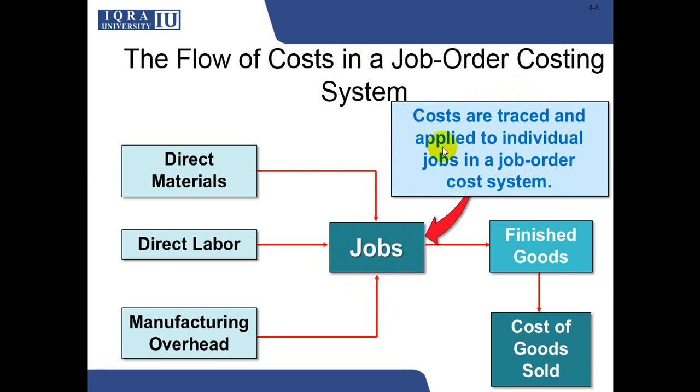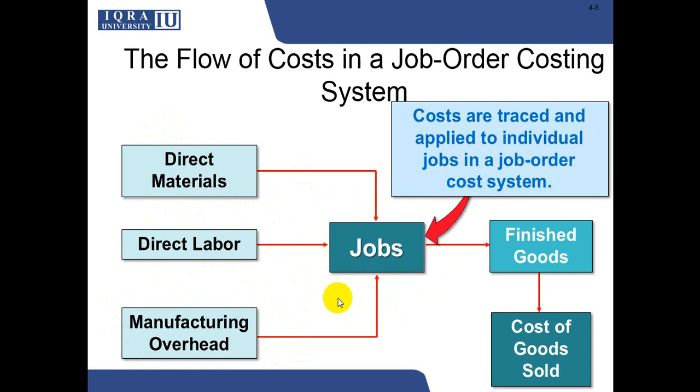Costs are traced and applied to individual jobs in a job order cost system. In a job order cost system, we have a number of different jobs, right? And we have different requirements for each job. So different direct material, direct labor, and manufacturing overhead are incurred on that job, right? So costs are traced and applied to an individual job in a job cost sheet.